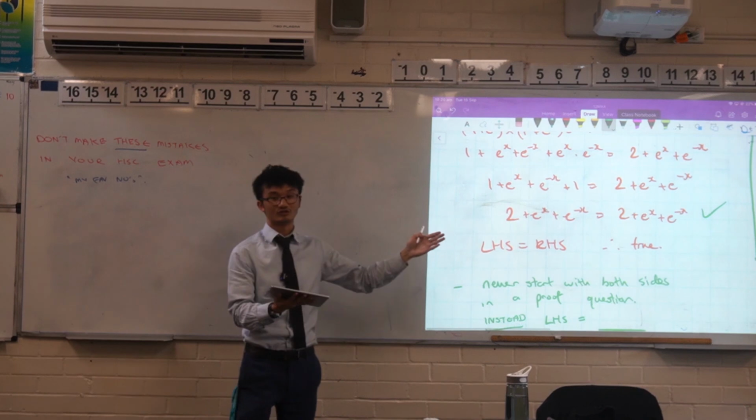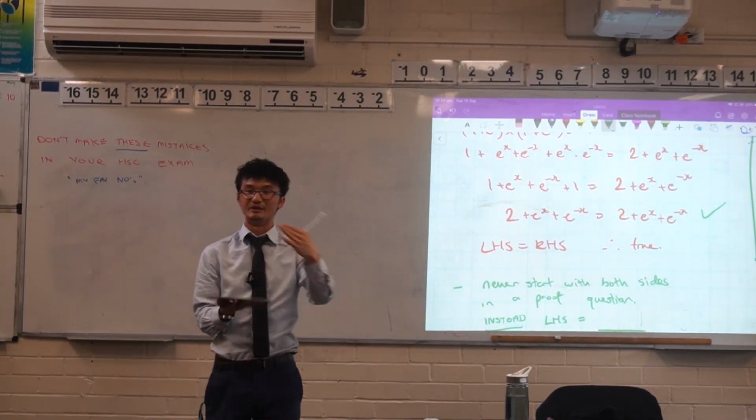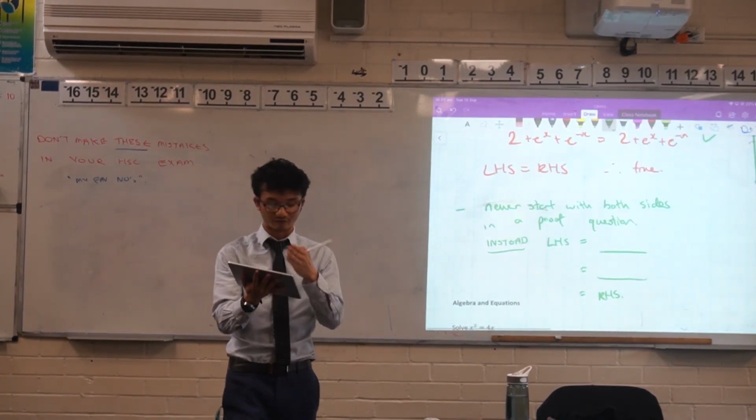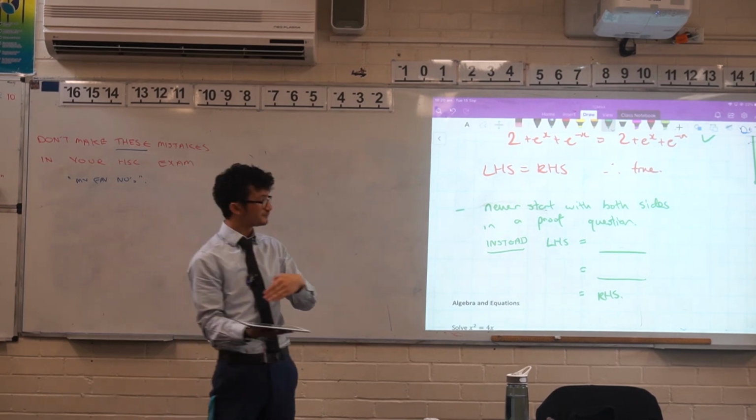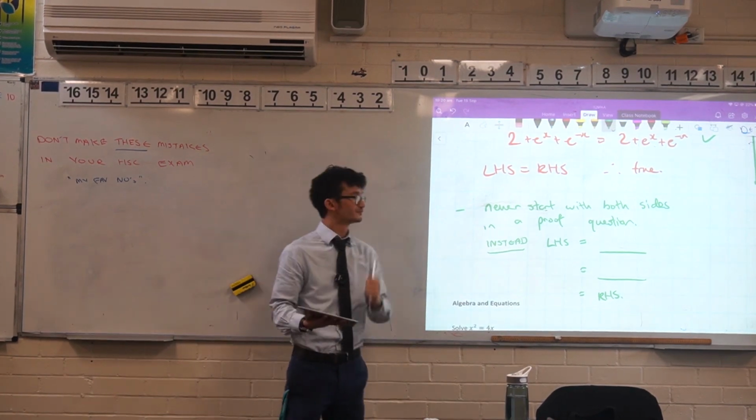The left-hand side is equal to the right-hand side, but you can't start with both sides and manipulate it in that way. You always have to be going from left-hand side to right-hand side, yeah? Does that make sense, sir? Yeah? Cool.